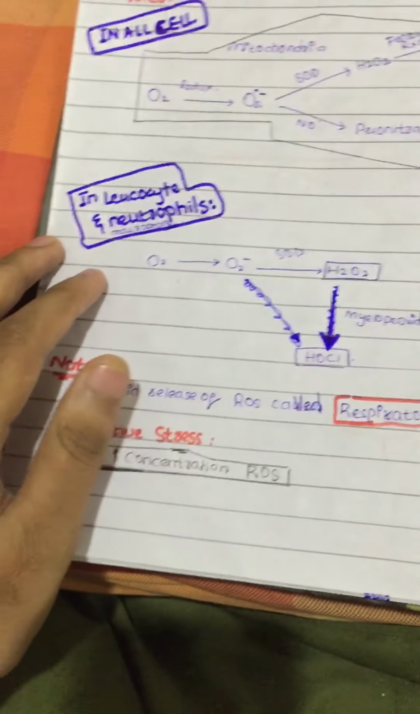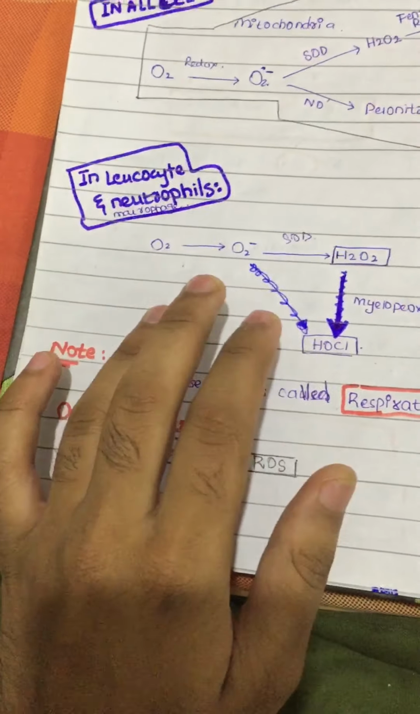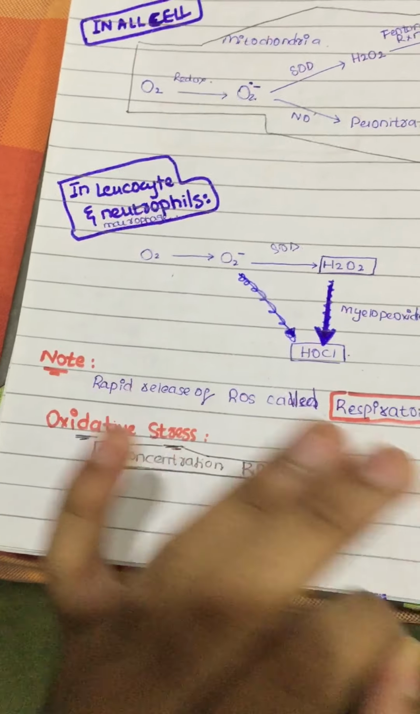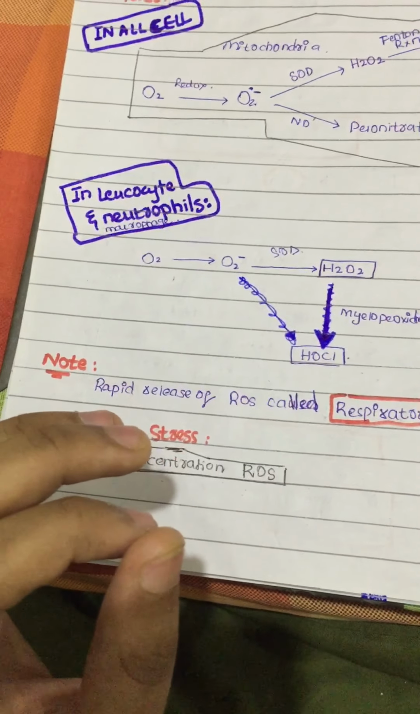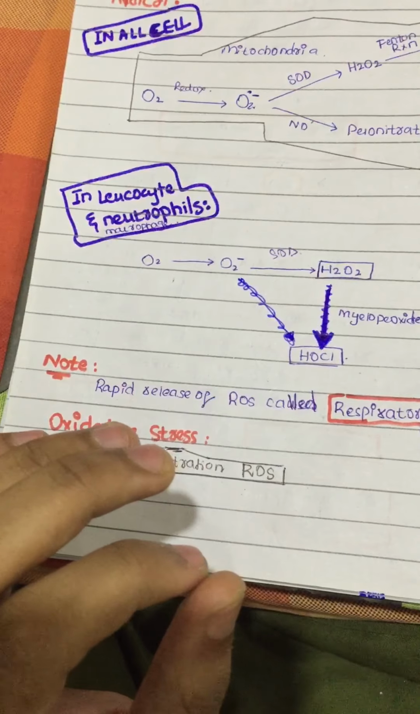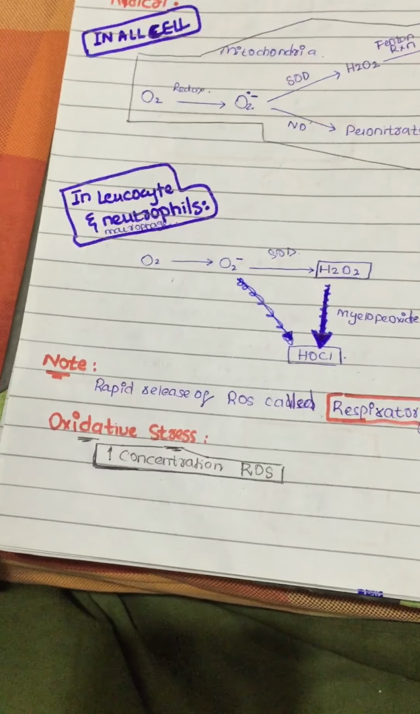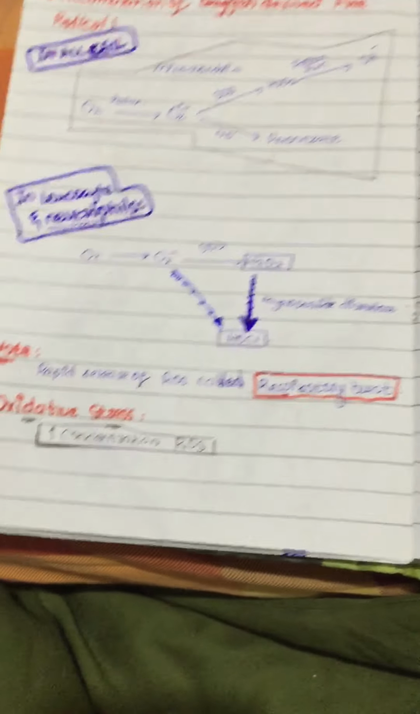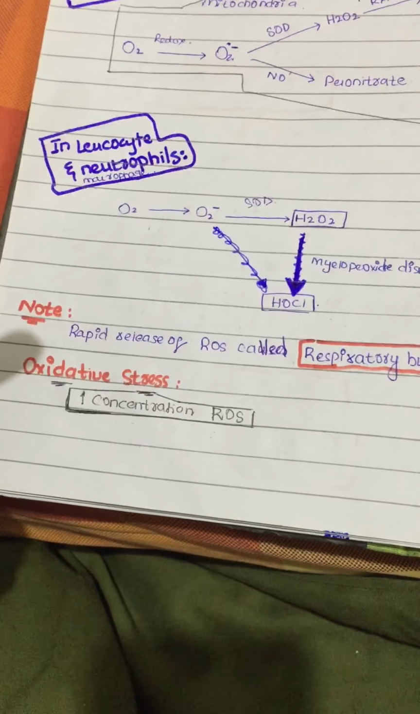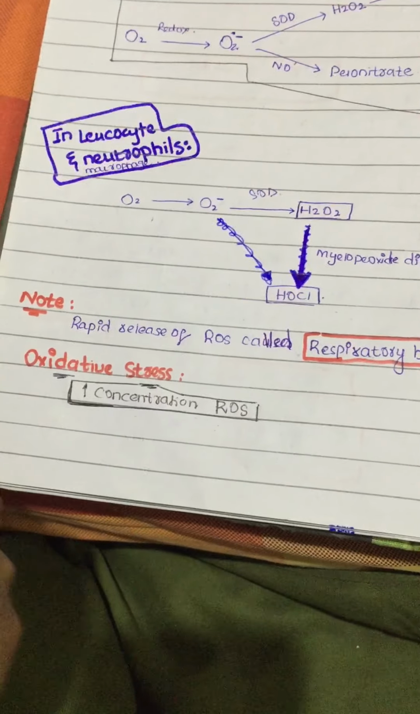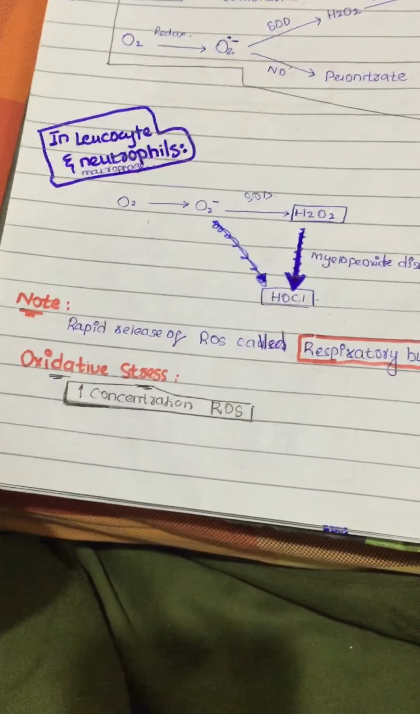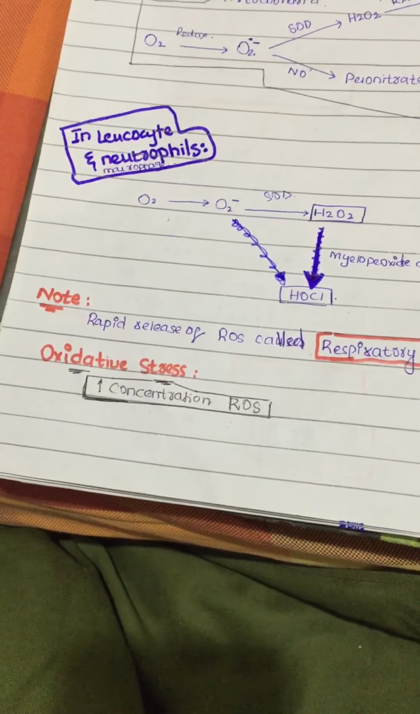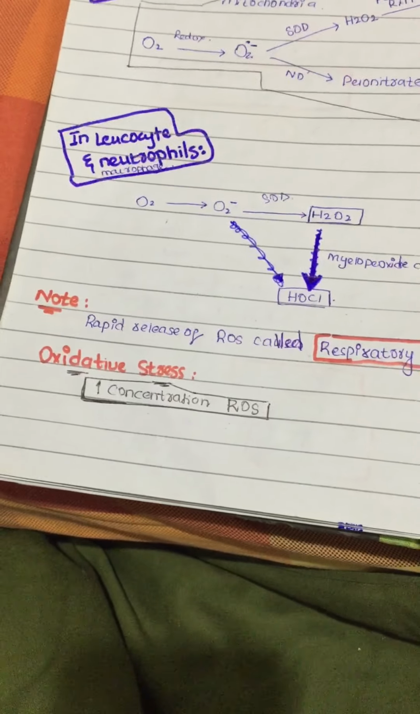And if we talk about the leukocytes and the neutrophils, what's going to happen is the oxygen is going to be converted into superoxide, and superoxide is going to be converted into H2O2 in the presence of superoxide dismutase. After that, there's going to be an enzyme called myeloperoxidase. In the presence of chloride, it's going to convert it into HOCl. Okay. Now there are two terms which we have to study. First is respiratory burst, and second is oxidative stress. Respiratory burst is when there is excessive release of reactive oxygen species, and oxidative stress is when there is a very high level of the reactive oxygen species.